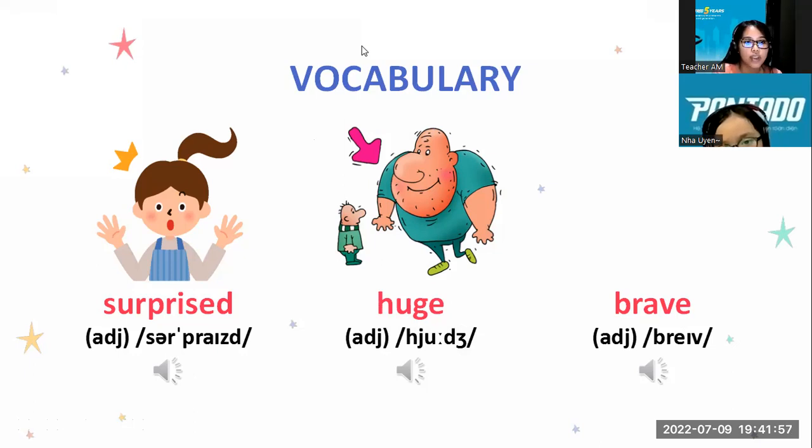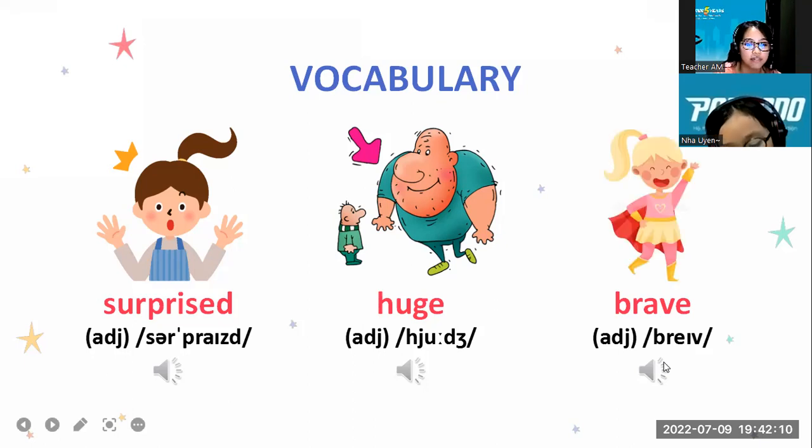Okay, who is bigger? Uyen or teacher AM? Teacher AM. Okay, who is huge? Uyen or teacher AM? Teacher AM. Very good. Okay, next, brave. Are you a brave girl? I don't know.